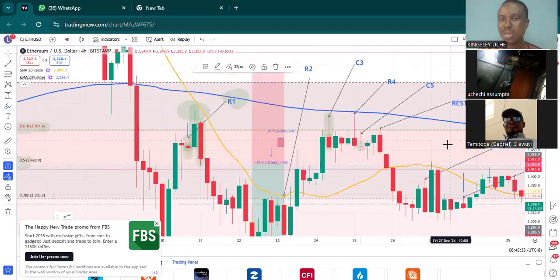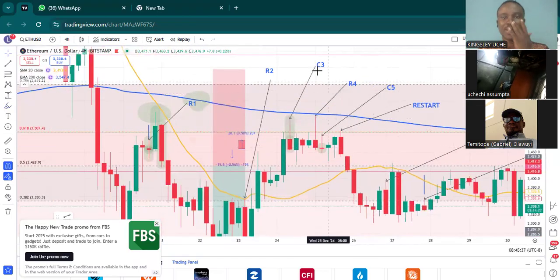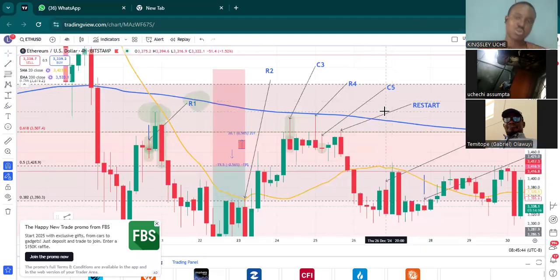So now we have a C5, right? You see, we had a C3, an R4, a C5. Now, a C5 means the market wants to go down, but we need to see two candlestick formations to give us a confirmation for us to push the market to the downside.